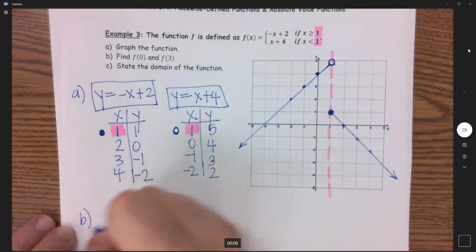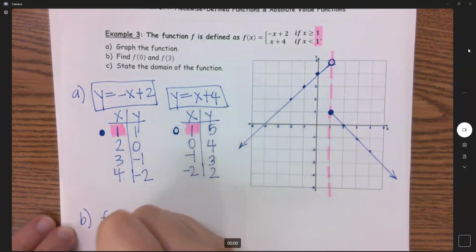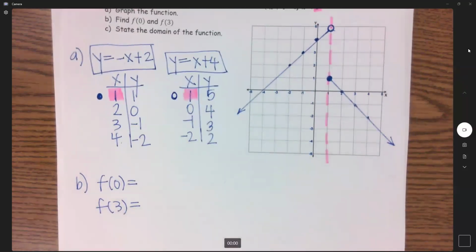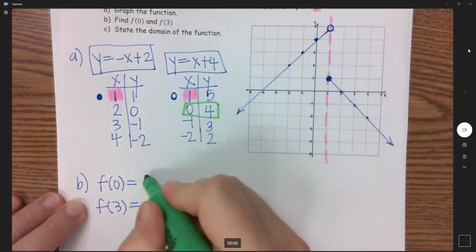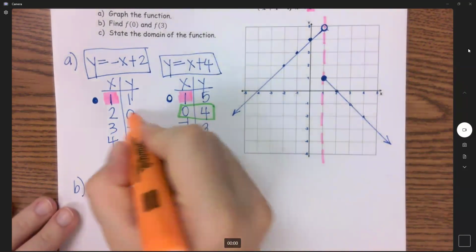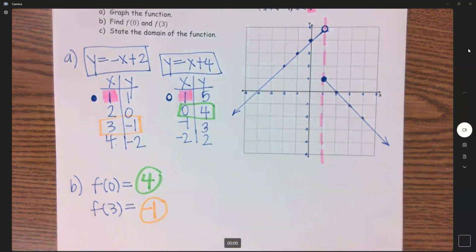So part B wants us to find f of 0 and f of 3. F of 0 is right here. So this equals 4. And f of 3 is right here. This one equals negative 1.